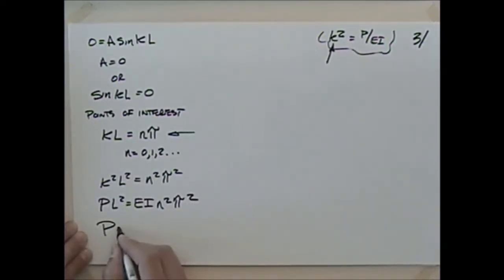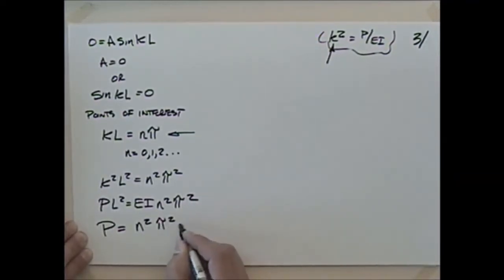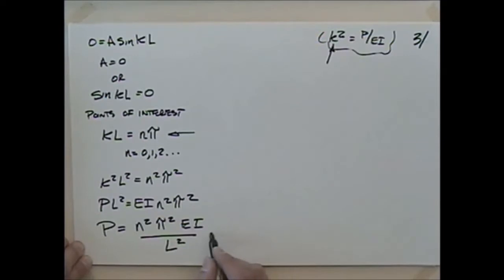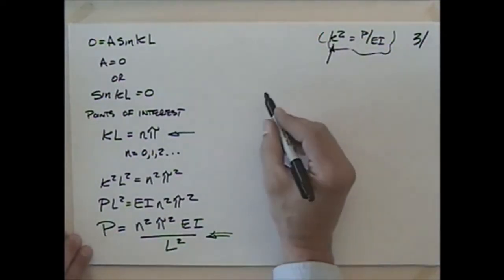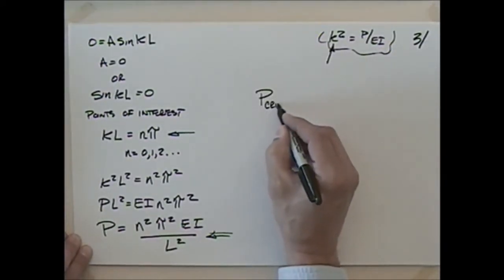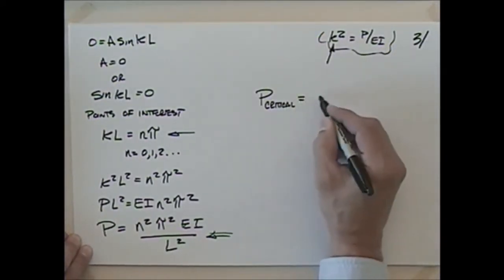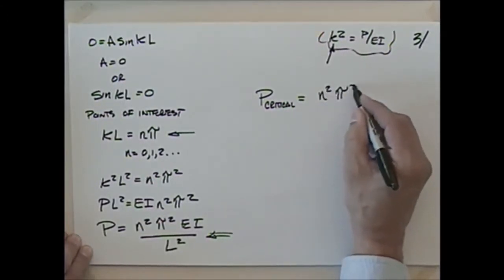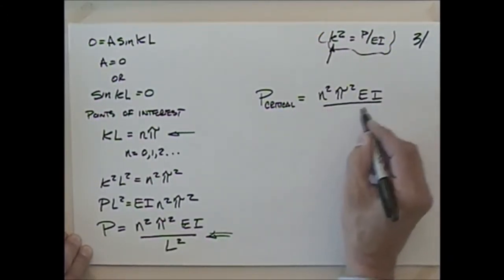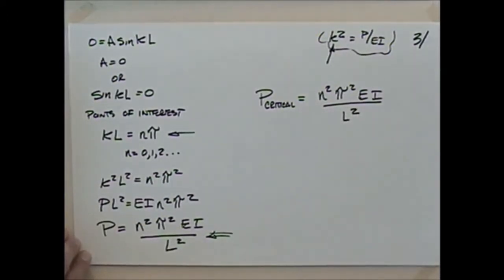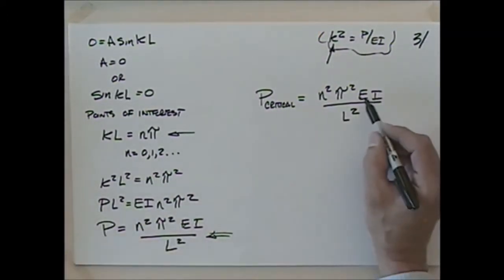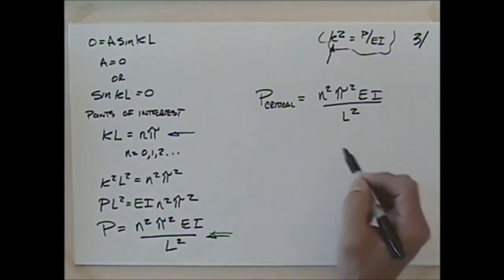Or I could say that P, solving for P, is equal to N squared times pi squared times EI divided by L squared. Okay? So that's worth looking at. That's our equation, and we'll see some slight differences in that, but they're all going to come back to that. So we could say that the critical load is equal to N squared times pi squared EI divided by L squared. Where E and I are Young's modulus and area moment of inertia, of course we know what pi is.